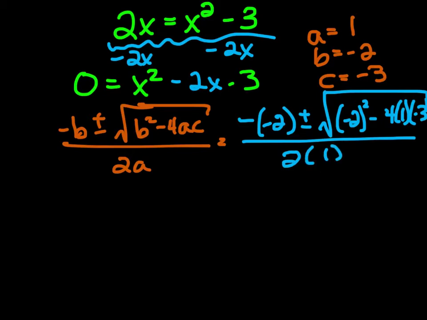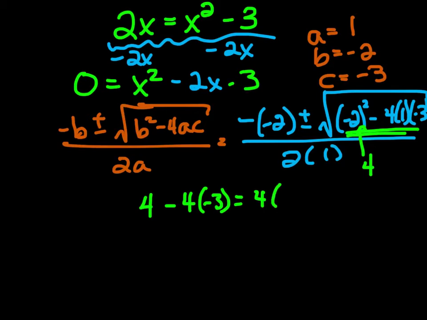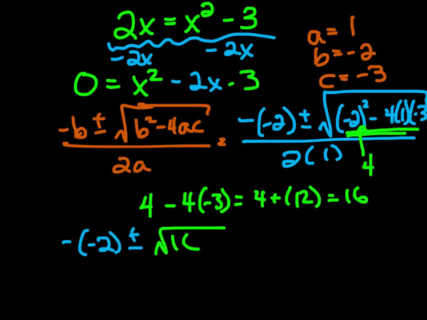After that, we can do some simplification. Let's deal with this stuff inside of the square root symbol. So negative 2 squared is 4. So we have 4 minus 4 times 1 times a negative 3. I messed up a little bit, that is equal to a positive 12. So we have 16 under there. I like it when we have 16 as our square root. So we have negative 2 plus or minus the square root of 16, all divided by 2 times 1.